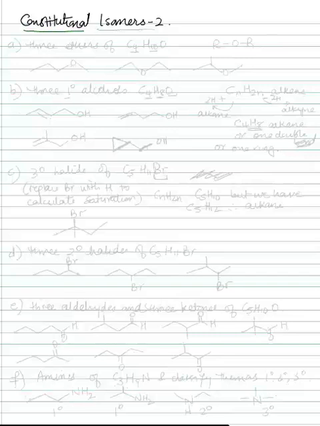Let's work a little bit more on constitutional isomers. Now what I'm going to do is take some specific formulas and write some specific compounds. So for example, the question is, write 3 ethers of C4H10O. So first of all, you have to know what an ether is, which is ROR.